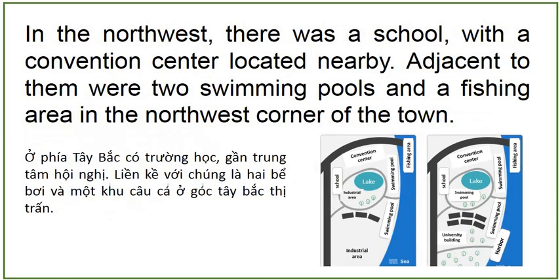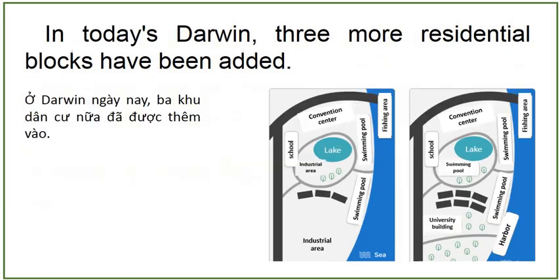In the northwest, there was a school with a convention center located nearby. Adjacent to them were 2 swimming pools and a fishing area in the northwest corner of the town. In today's Darwin, 3 more residential blocks have been added.